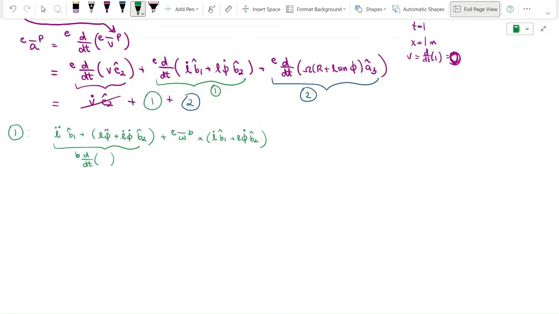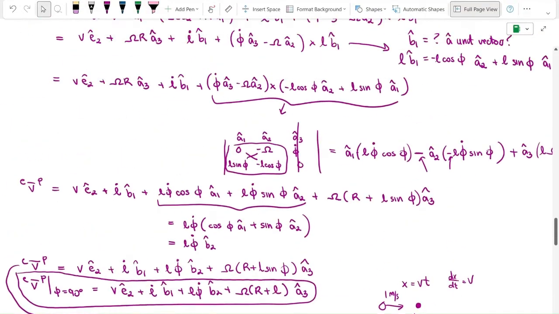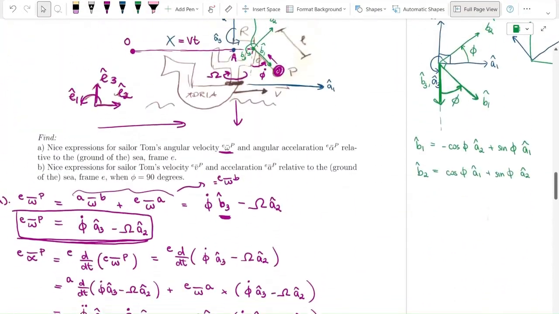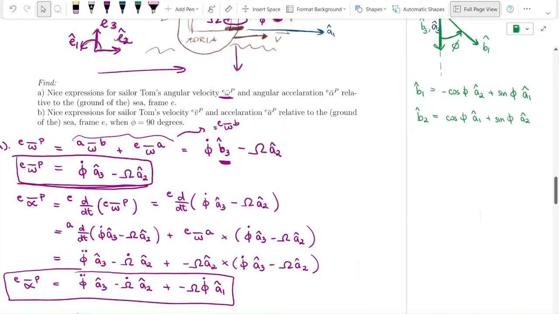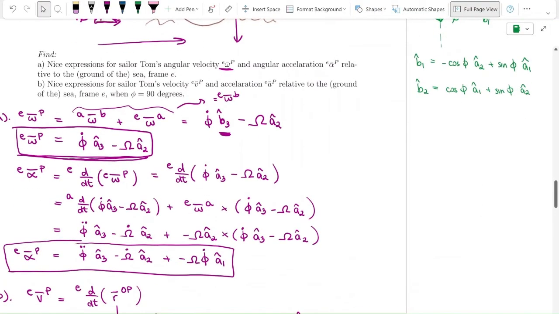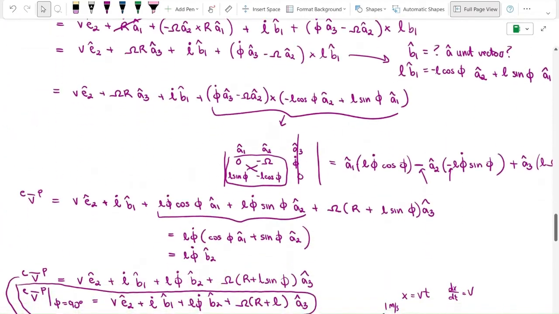Okay. And then we set that equal to, so that becomes this, plus the angular velocity of B, which we previously found was up here. So this is phi dot A3 hat minus omega A2 hat.